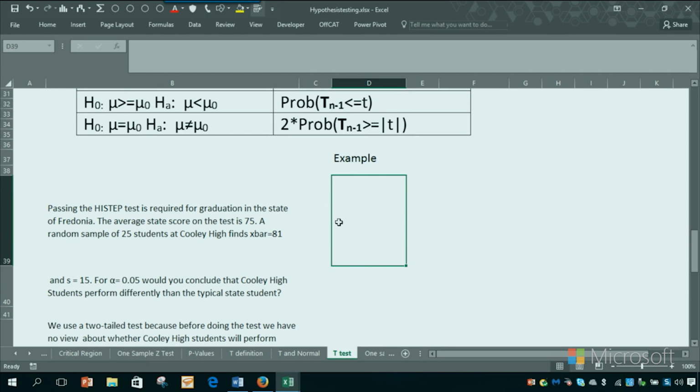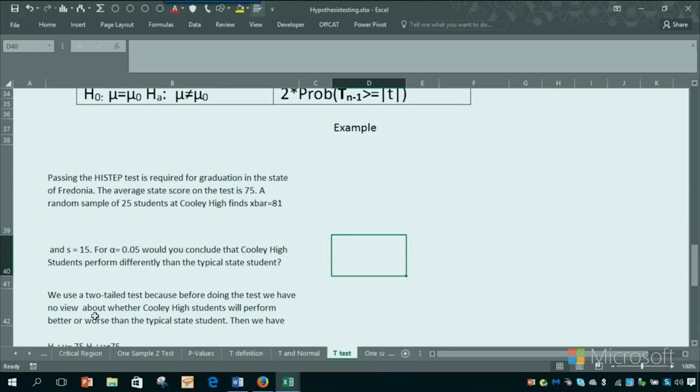So we took a sample of 25 students at Cooley High, and we found the sample mean was 81, the sample standard deviation is 15. We're assuming the test scores are normally distributed. That's usually true. Now for alpha equal 0.05, would you conclude that Cooley High students perform differently than the typical state student? We use a two-tailed test because before doing the test, we have no real view about whether Cooley High is superior or inferior to the rest of the state.